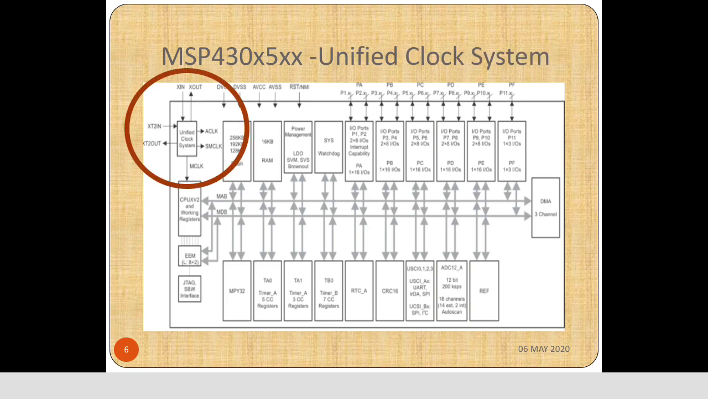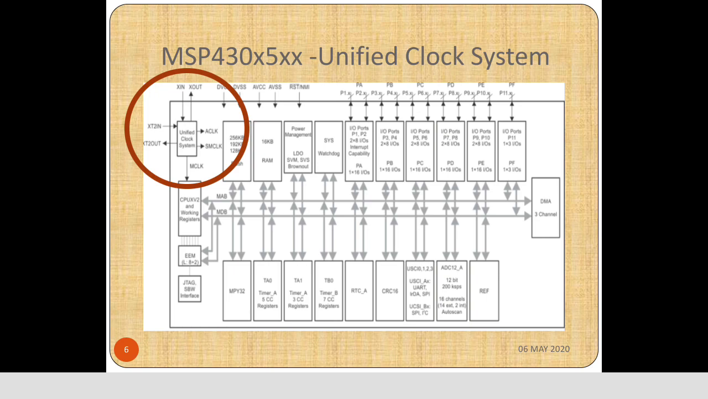First we can discuss the unified clock system. The unified clock system is very required for digital systems. Why? Because every digital system is operated with a clock. The clock is provided by the unified clock system. Here in the unified clock system block, we are using the crystal oscillator. Why? Because the crystal oscillator has more stability and accuracy. For that we choose that.